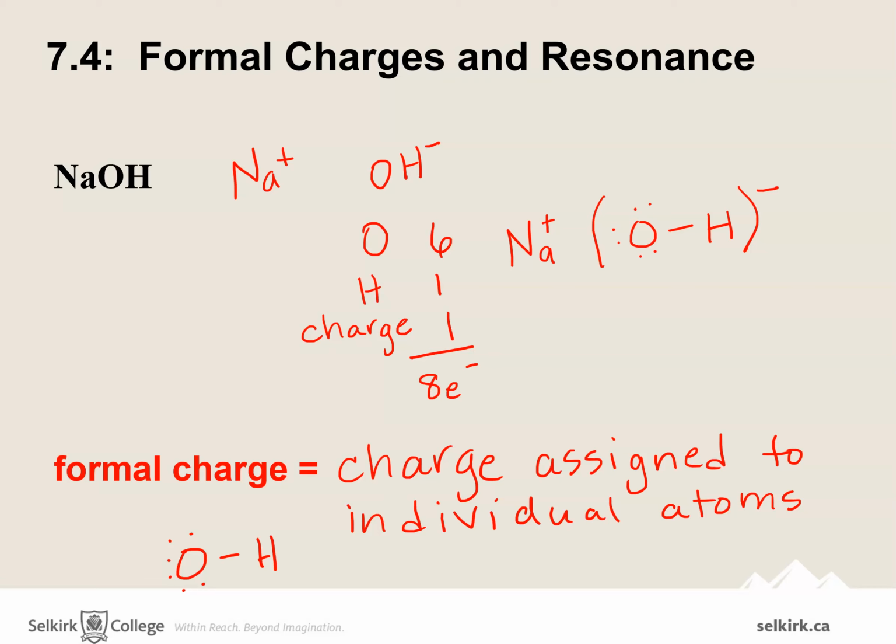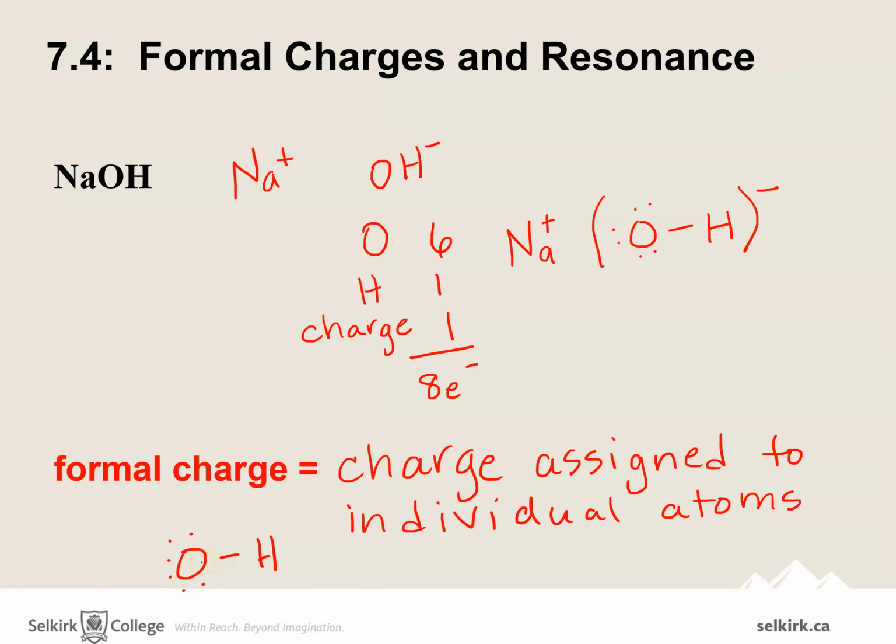When I looked at the octet rule, I counted the total number of electrons around the oxygen, and that was a happy octet. But when I'm counting for the formal charge, I'm asking how many of those electrons came from the oxygen. And when I do that, I'm treating the bond as if one electron came from the oxygen and one came from the hydrogen. So let's see how many electrons that oxygen is contributing. The lone pairs, 2, 4, 6, and 1 for the bond, that's 7 electrons.